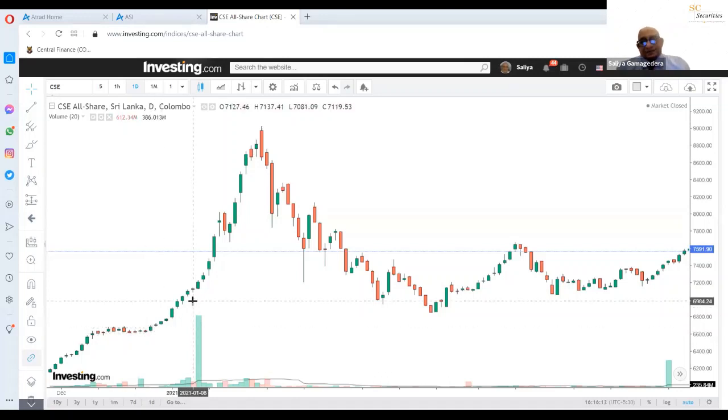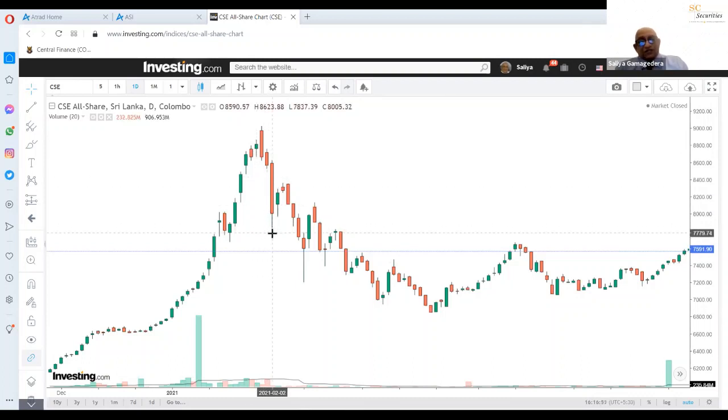So once the uptrend is over, the downtrend is classified as a lower high formation. As you can see here, this high is lower than this high. So there is a lower high formation. This high is lower than this high. Then it is followed up with the lows.